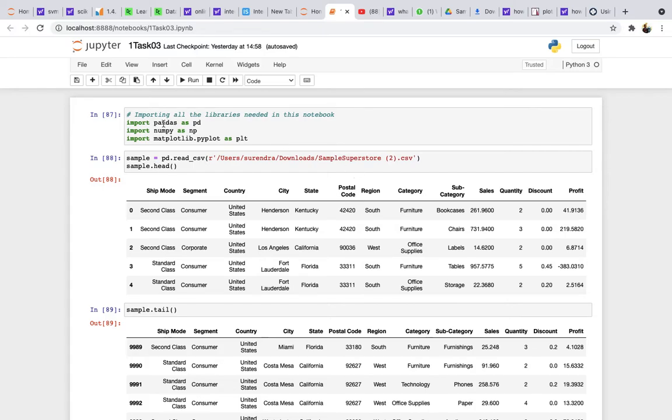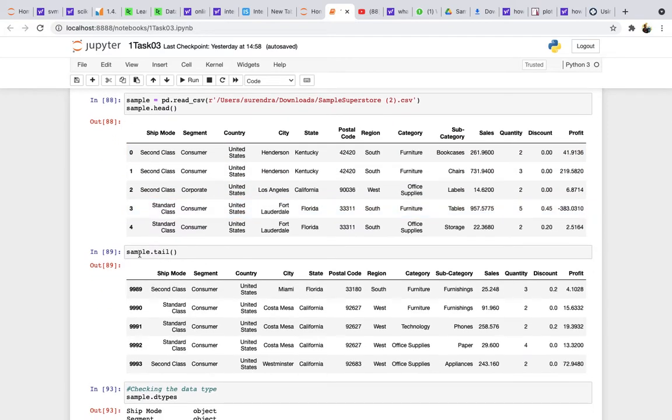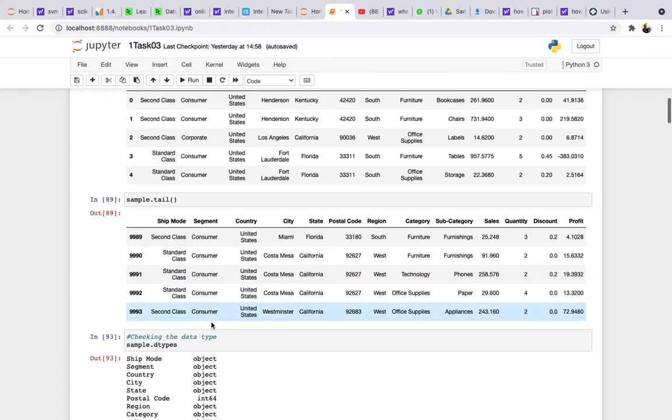So, importing all the libraries needed in this module: Pandas, NumPy, Matplotlib. My data location, data head: first 5 rows of data and last 5 rows.